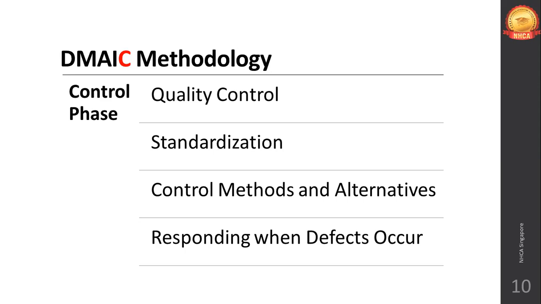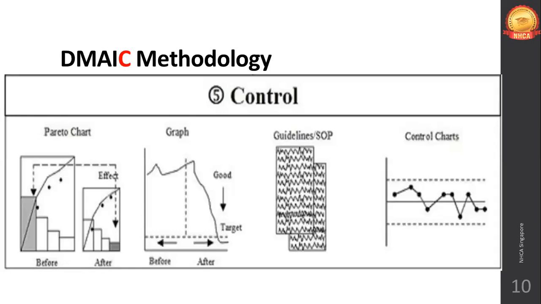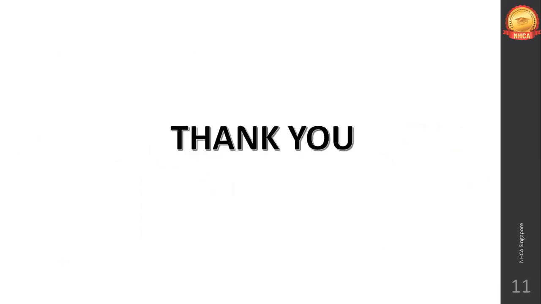Then responding whenever defects occur, that is continuous improvement. Whenever anything goes wrong, respond, do the research and report. So this is about control strategy. The Pareto chart, graphs, SOP, that is standard operating procedures, and control charts are used in the control phase. So that's all for Six Sigma.